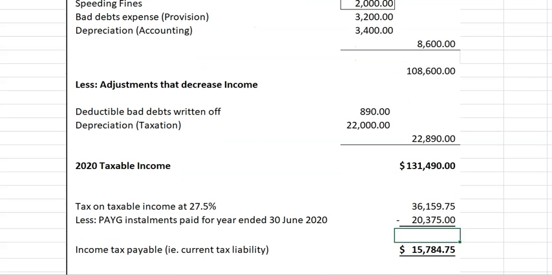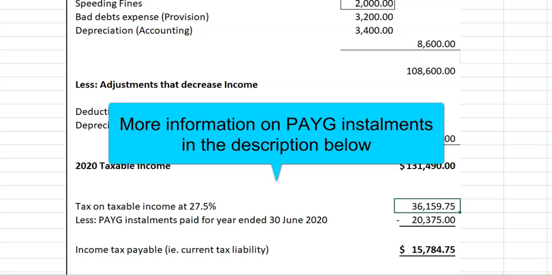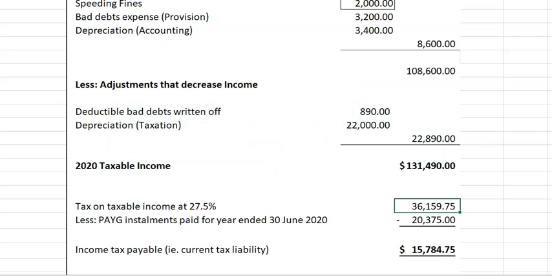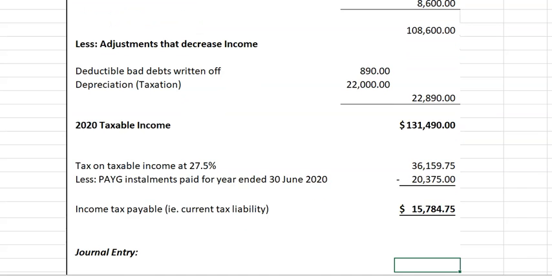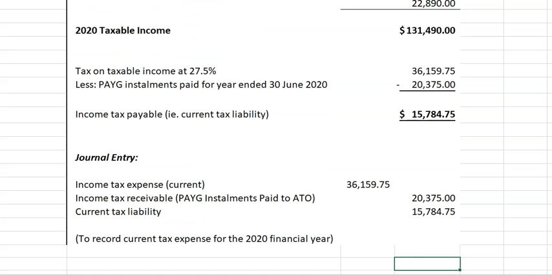In the 2020 year, the tax rate is 27.5%. So the tax on taxable income is $36,159.75. We've had PAYG Instalments paid for the year, $20,375. We have a link in the description below that explains a PAYG instalment. Finally, the income tax payable is $15,784.75. And if we scroll down a little further, we have provided you with the journal entry.